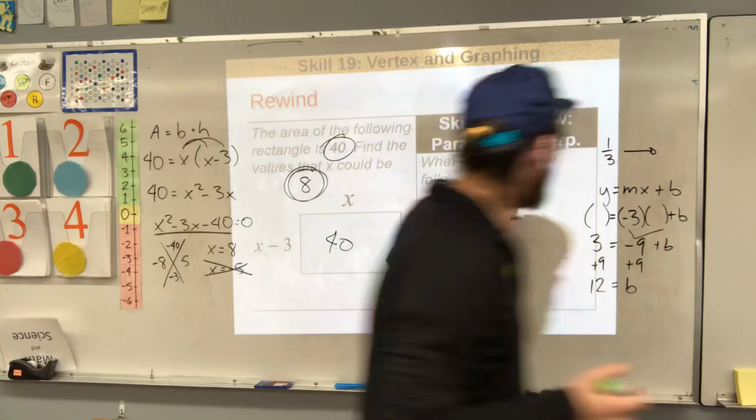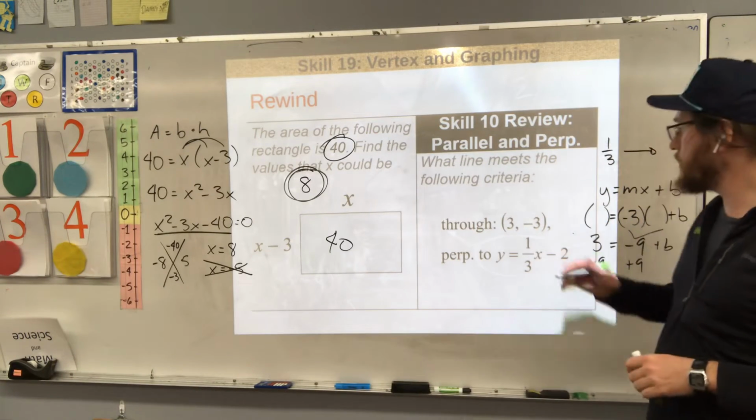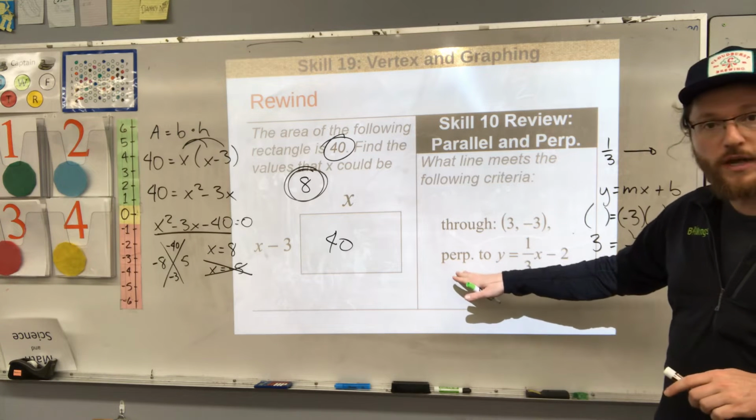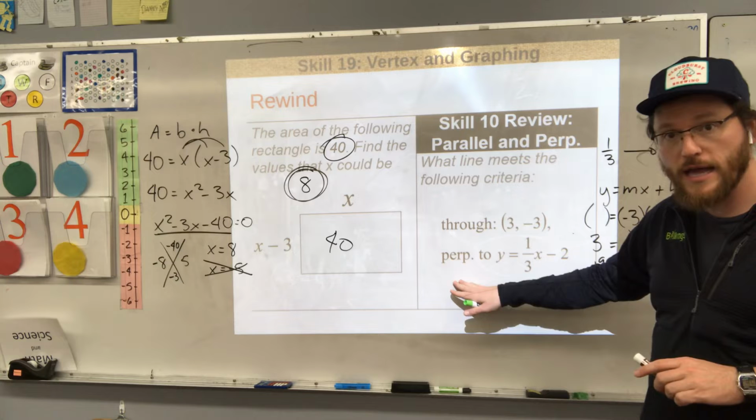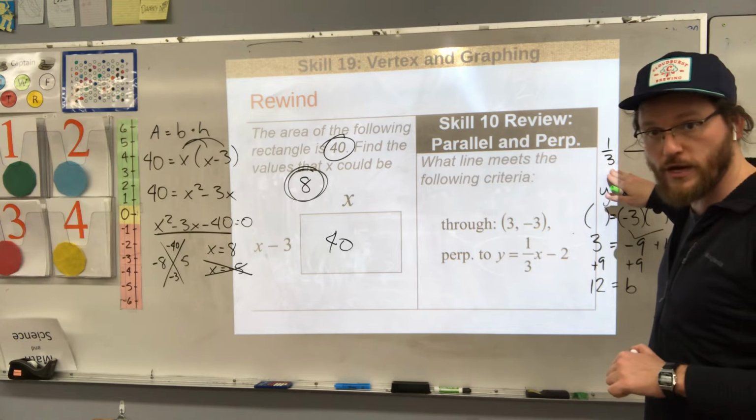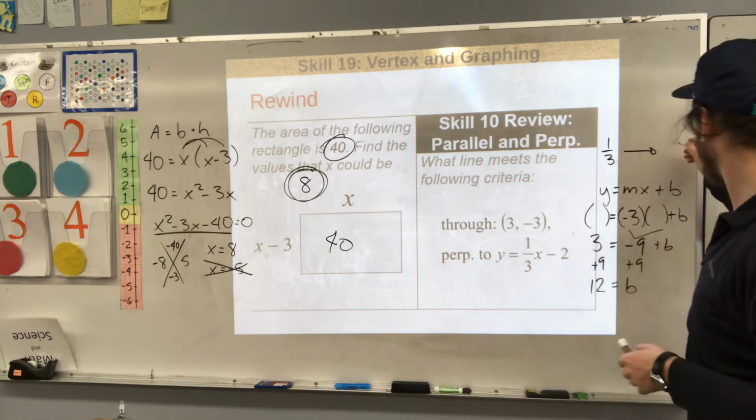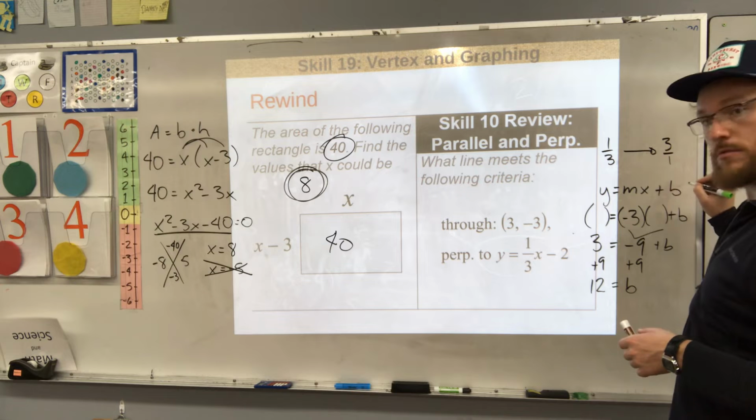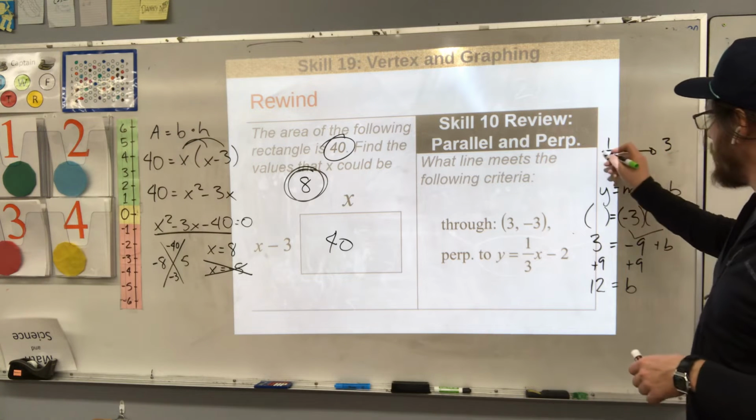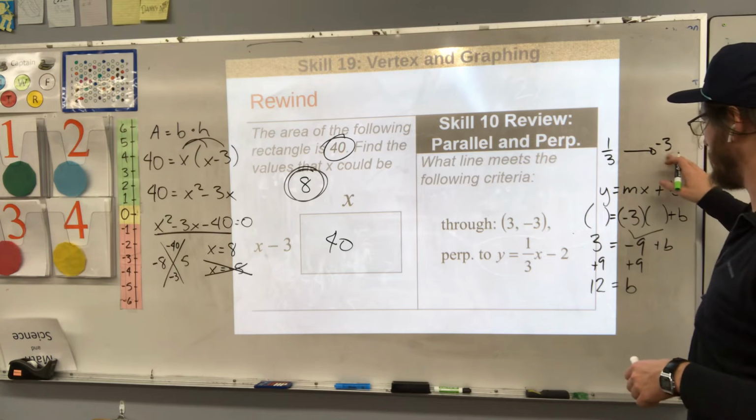Then I wanted to jump over here and look at a problem from way back in Skill 10. Hopefully you remember parallel and perpendicular. This equation asked for a perpendicular line. So what that means is we start with a slope of 1 over 3. And in order to make that perpendicular, we have to flip the fraction, which makes it 3 over 1, or just 3. And we also have to flip the sign. So this was positive. Our new one's going to be negative. So we have a slope of -3.